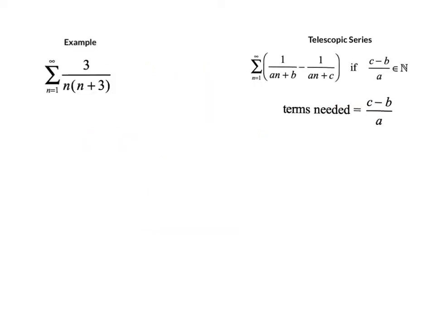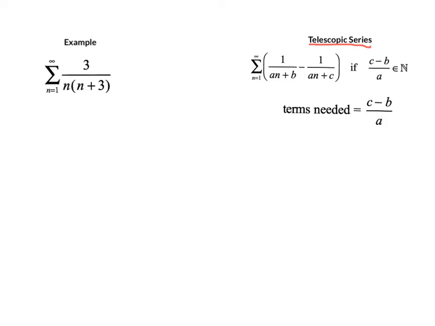Here we're looking to sum the infinite series 3 divided by n times n plus 3 as n goes from 1 to infinity. And the trick that we're going to use to do that, a neat trick called a telescopic series, requires us to have a series written as a difference of two rational expressions. Here we have it written as 1 over an plus b minus 1 over an plus c.